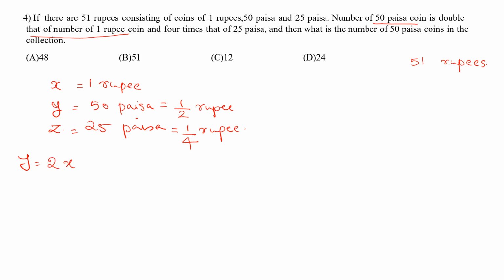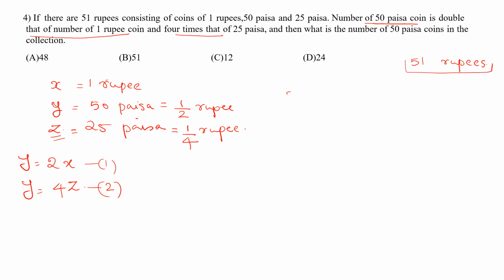And it is also said that the 50 paisa coin count is 4 times that of 25 paisa, that is y is 4 times that of z. Okay, these are two equations. Now x times 1 rupee plus y times 50 paisa plus z times 25 paisa gives 51 rupees.